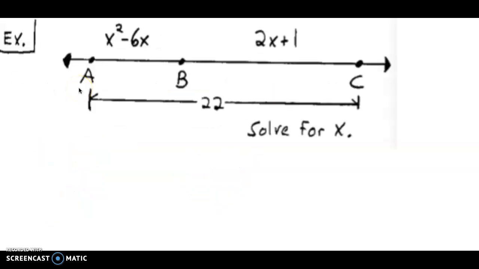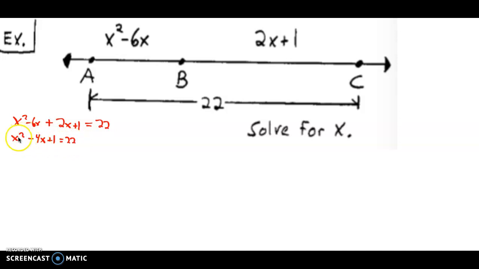This one, same setup. The algebra is a little bit more. So the idea of the setup here, segment AB is our x squared minus 6x. We are going to add that to segment BC, 2x plus 1, to equal the whole thing, 22. Okay, we're still going to combine our like terms like last time. Now, x squared is just by itself. Minus 6x plus 2x is a minus 4x. Plus our 1 to equal 22.